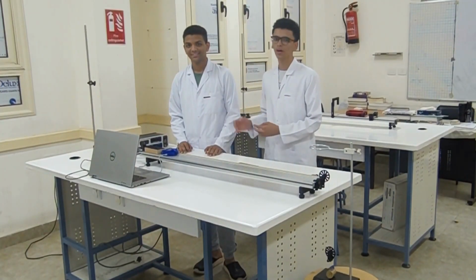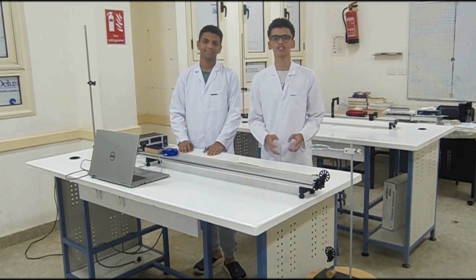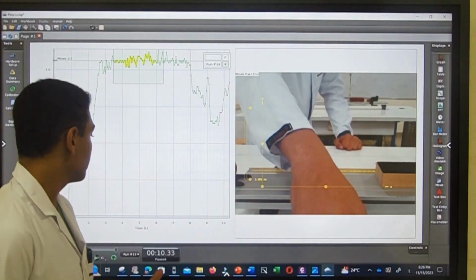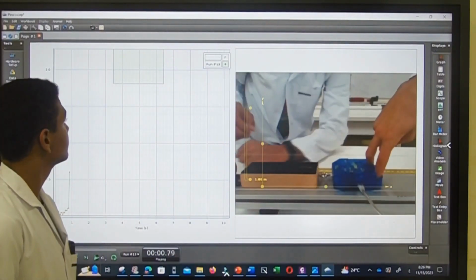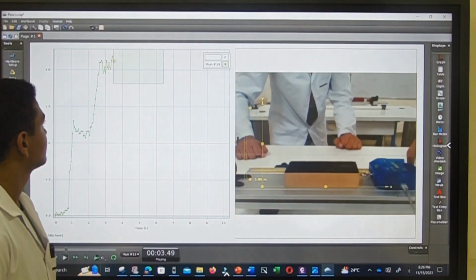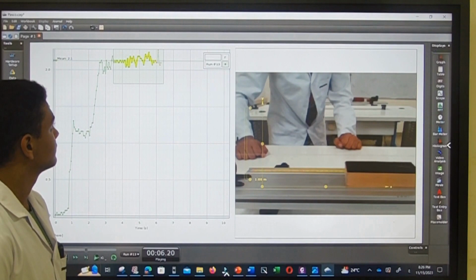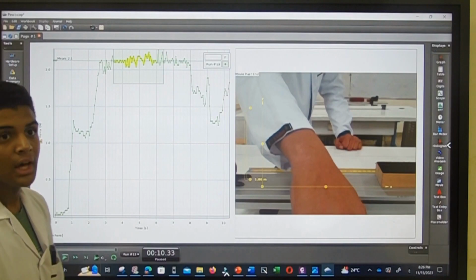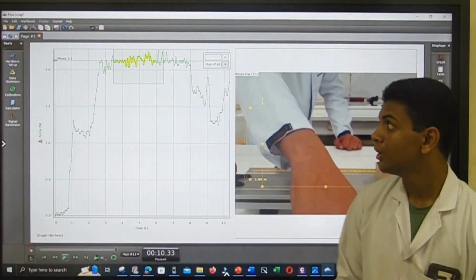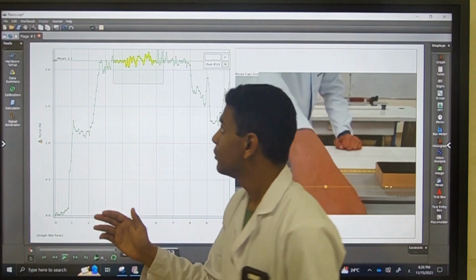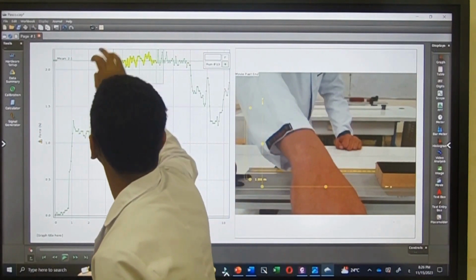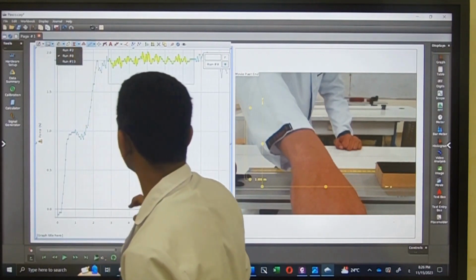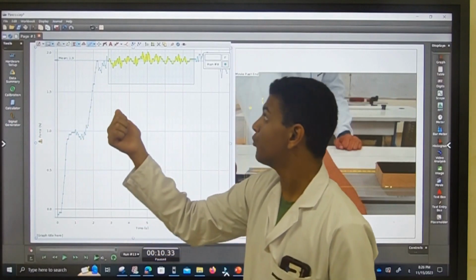Now my teammate Khaled will explain the theoretical analysis for this experiment. We will start our theoretical analysis for our experiment. To start with, we will show you one of our trials. The average force of our experiment here was 2.1 Newton. We can show you another one. Here, we have an average of 1.9 Newton.